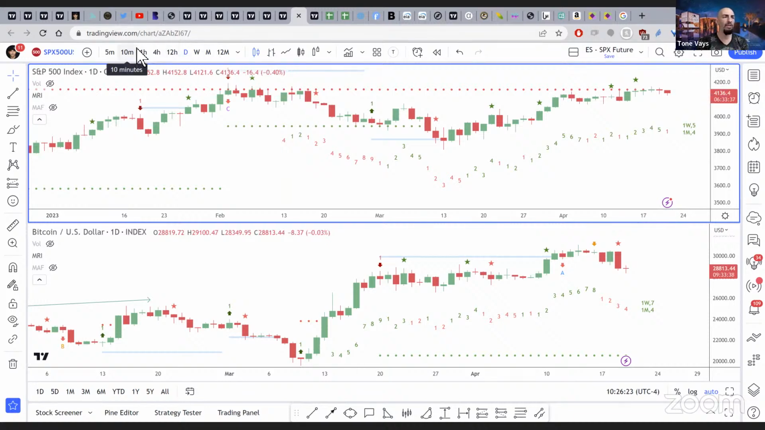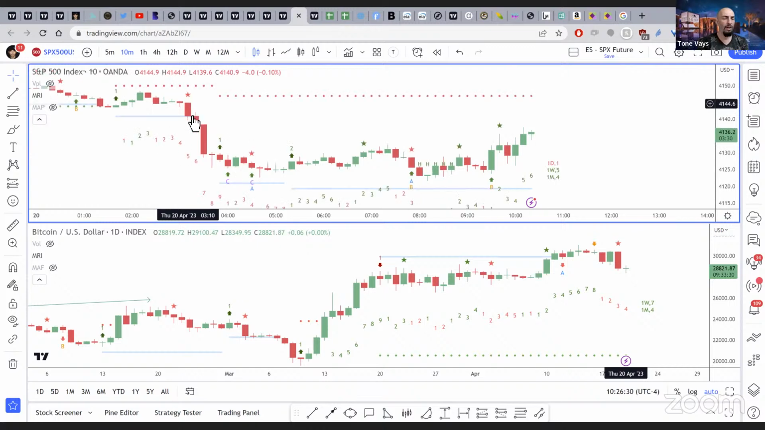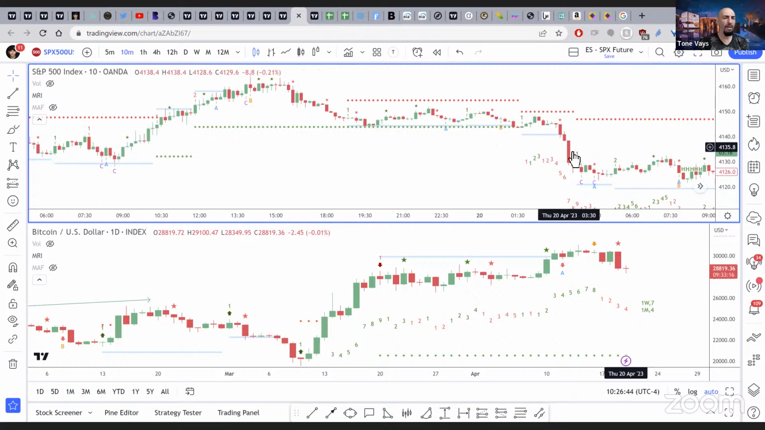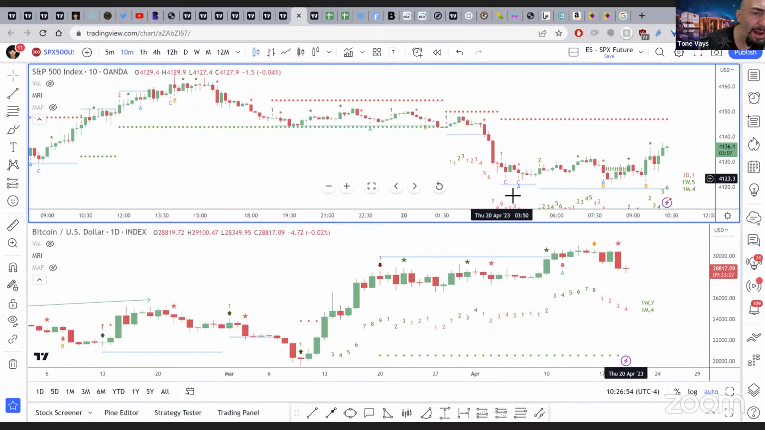So the stock market has, let's go to a 10-minute chart. So the stock market has been rising since 8 in the morning, but it crashed late last night. What am I missing here? Oh, this is middle of the night. Okay. It crashed in the middle of the night, which is weird, right? It crashed at 3 in the morning. That doesn't normally happen. Markets don't usually crash in the middle of the night.